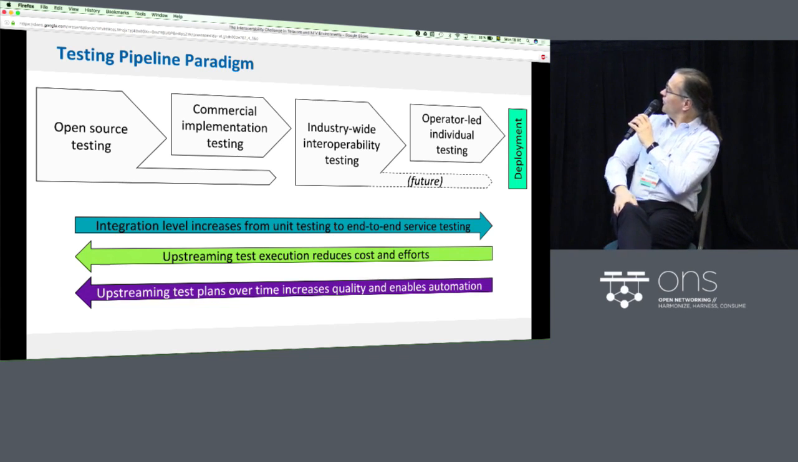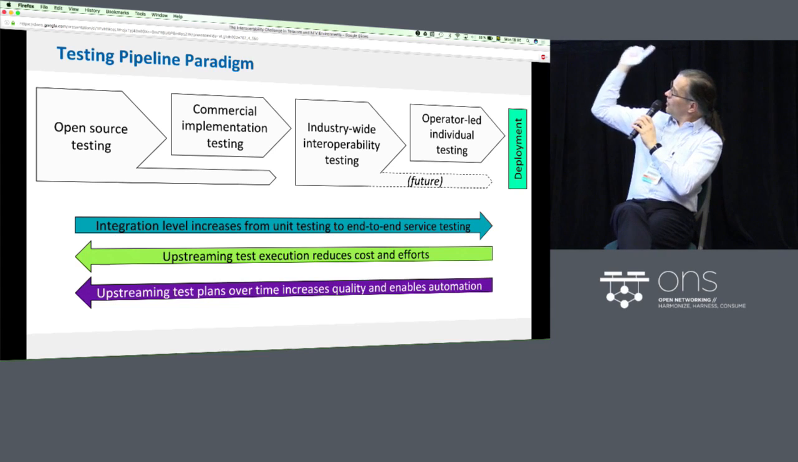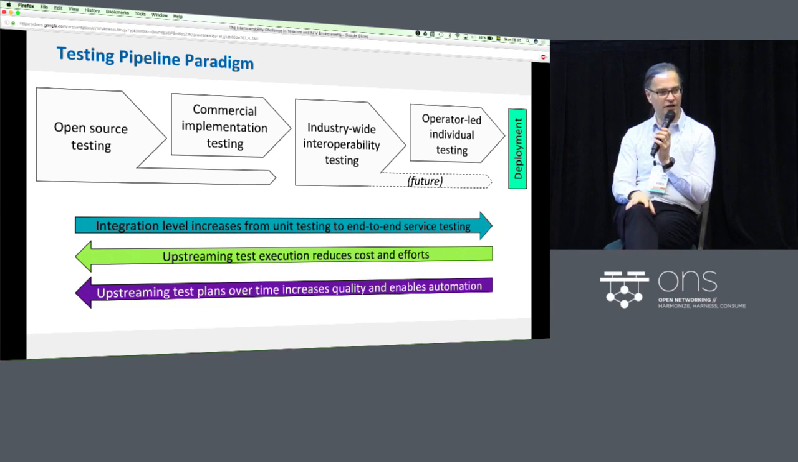And the last part is, of course, the blue arrow pointing to the right, where the integration level increases. Not all testing can be done on the far left side of this diagram, because naturally, the more you get towards the service provider implementation, the more individual, the more integrated, the more end-to-end the solution becomes.